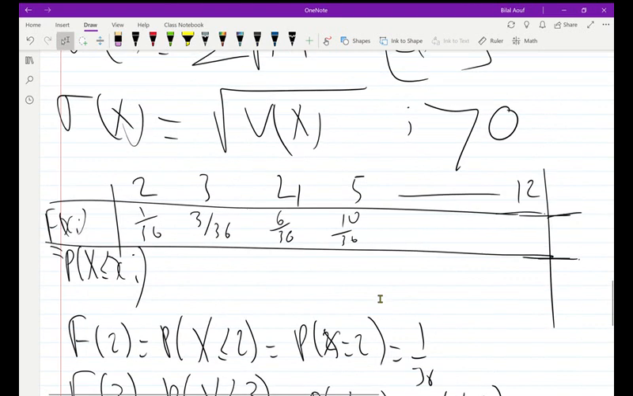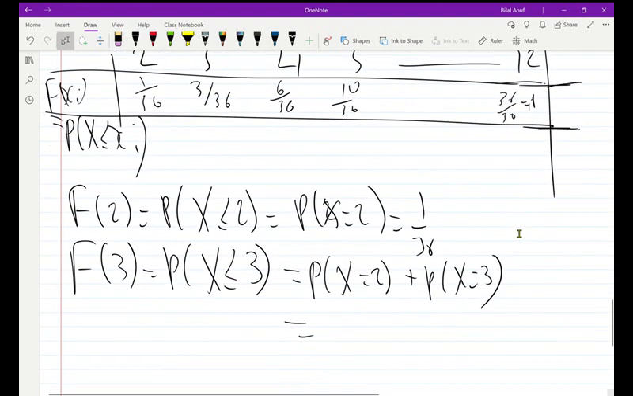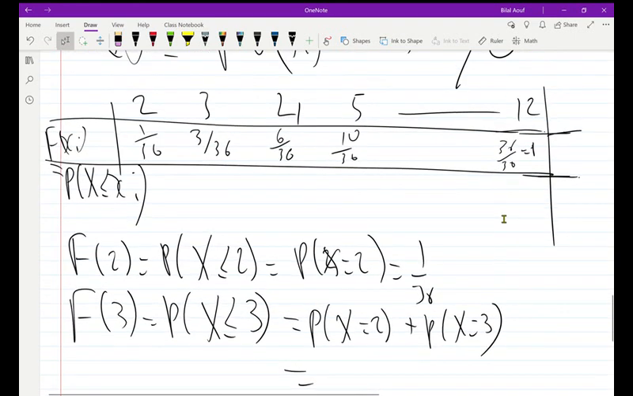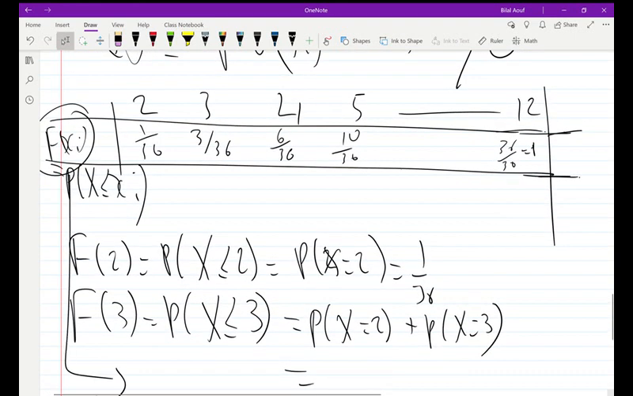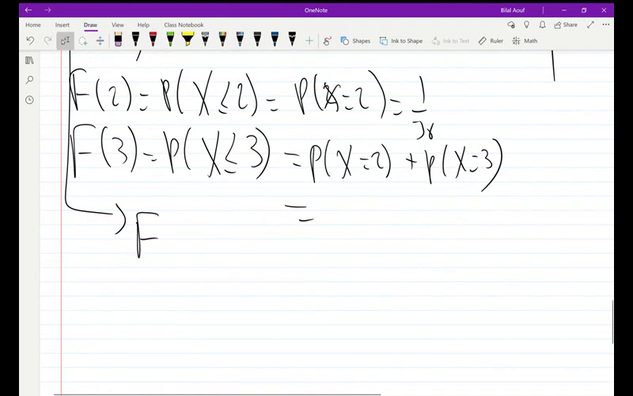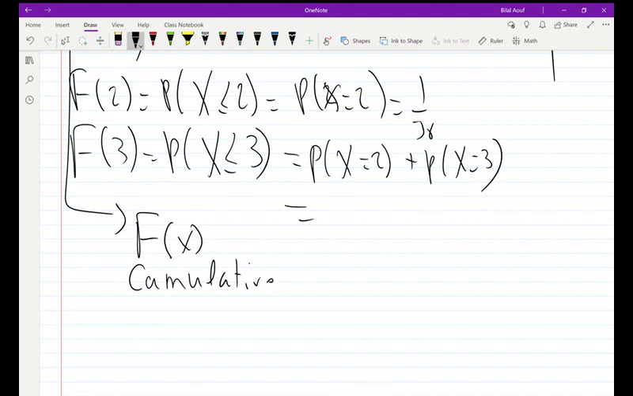If your work is right, the last value, F(12), must equal 36 over 36, equal to 1. It must be 1. Why? Because in this case I do the sum for all the probabilities, and the sum of all probabilities is equal to 1. This one I call the cumulative distribution function, F(x).